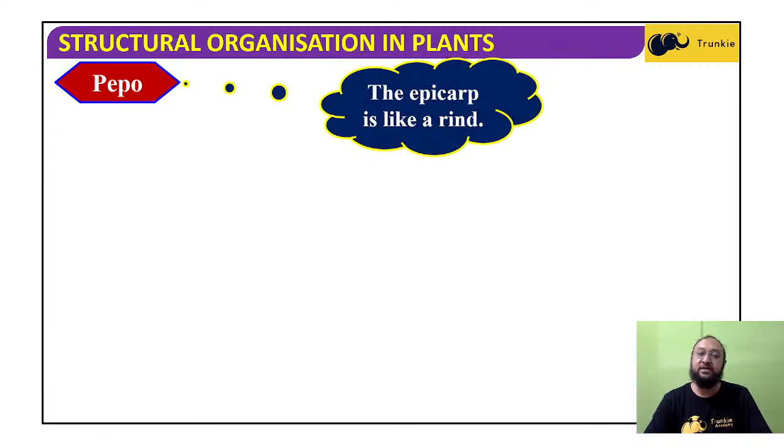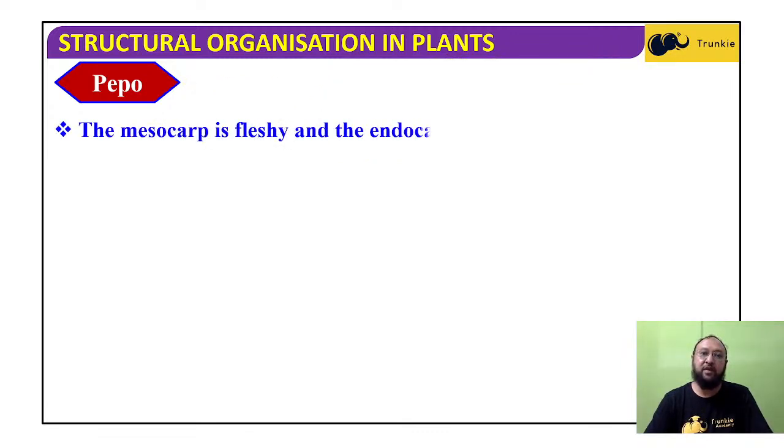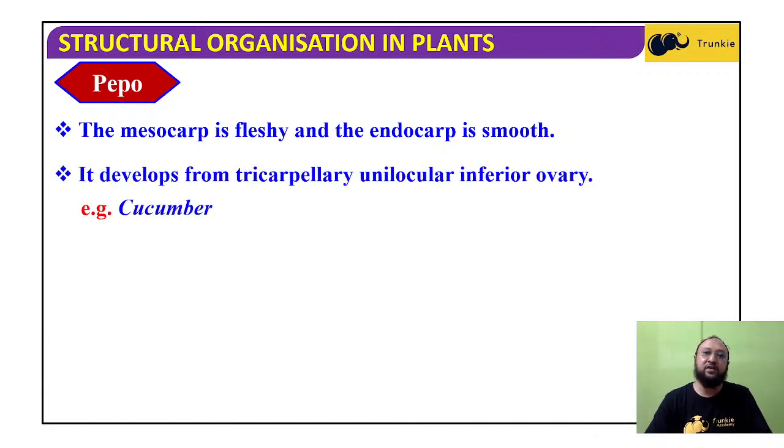The epicarp is like a rind. You see this: the mesocarp is fleshy, and the endocarp, the innermost, is smooth. It develops from the tricarpellary unilocular inferior ovary. Unilocular means a single chamber for the ovule in the ovary. Tricarpellary means it develops from a flower in which there are three carpels, and the ovary is unilocular, meaning only one chamber for the ovule.